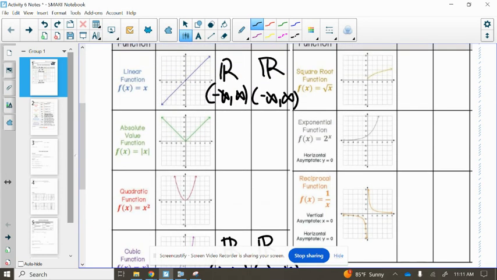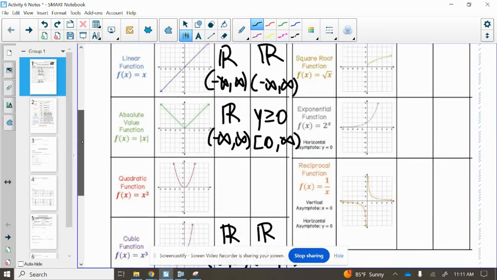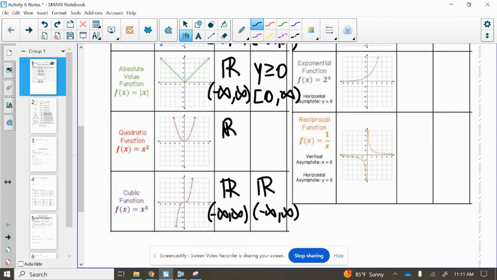Some of these graphs, however, are going to have some limitations on our output values. For instance, we can plug in any x value we want to the absolute value graph. However, our y values are only going to be numbers greater than or equal to 0, or sometimes we would write that with interval notation as 0 to infinity. Same idea with the quadratic functions. We can plug in any x value we want from negative infinity to positive infinity. However, our y values will also be limited to being greater than or equal to 0.